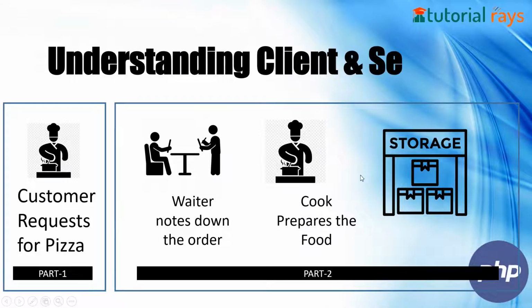Now if you see this illustration, there are 2 main parts. The first part is the client and the rest is the server. The client is requesting the pizza, which is one section, and in the other section the waiter notes down the order, then the cook prepares the food, and the storage room is for storing and retrieving the material. Now you might be wondering what is the relation between the cook and all that with PHP and MySQL. I will explain it now.